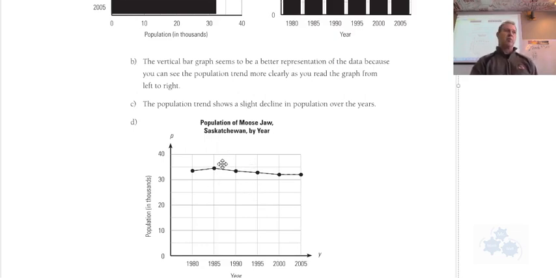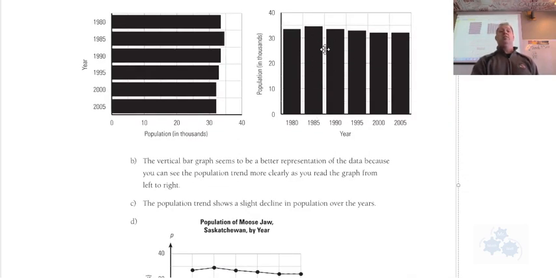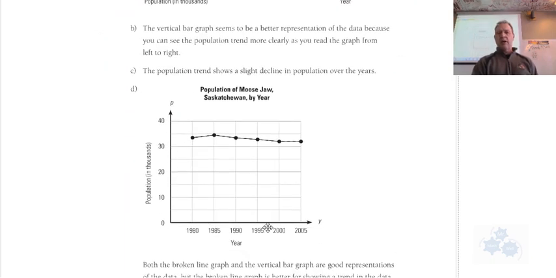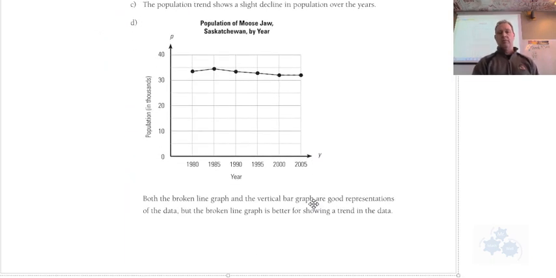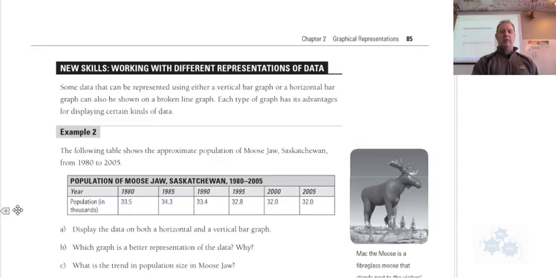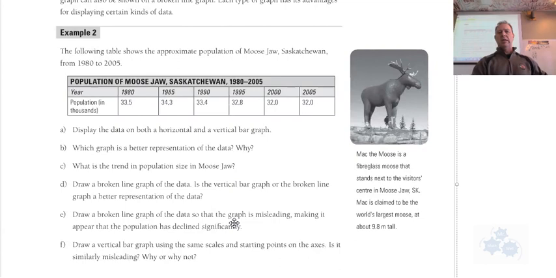I don't know if it's because it's more familiar. I don't know if it's because it's just simpler. I don't know if it's because it's less busy, we can kind of see the numbers better maybe. I don't know. Okay. All right. So there's really nothing wrong with any of them, but there are some that maybe work a little bit better, or maybe seem a little bit simpler. Okay. So draw a broken line graph of the data so that it is misleading.